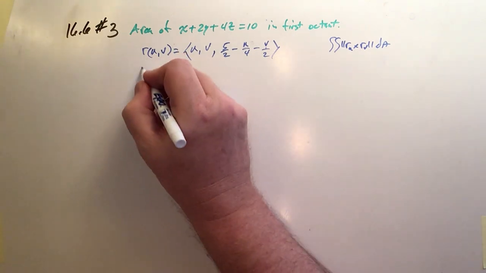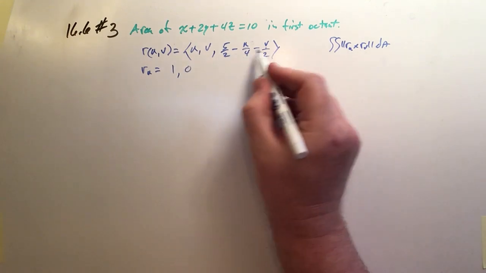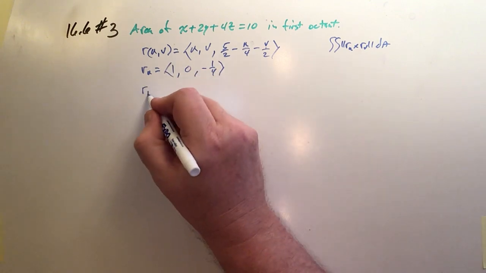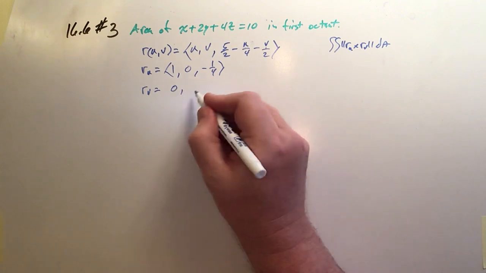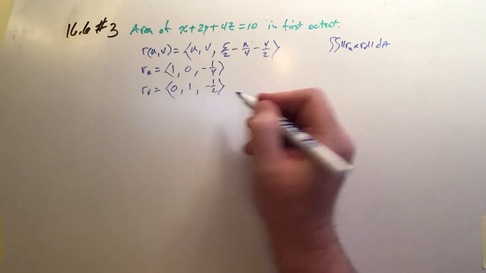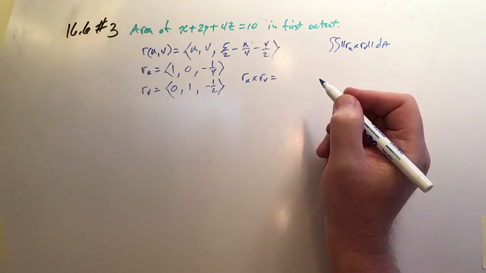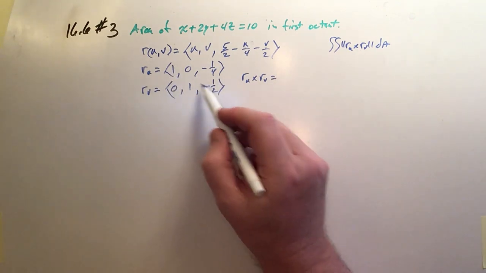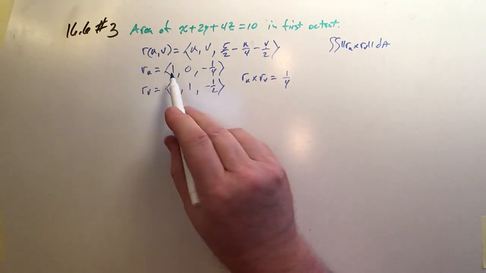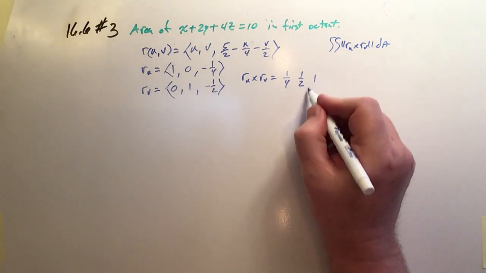Okay, well, let's do our ru, and that's just going to be 1, 0, and then -1/4. Our rv, and that's going to be 0, 1, and -1/2. And then we want ru crossed with rv, and the cross product in this case is going to produce that 0, so it's 1/4. The middle one, that's -1/2, so that's 1/2. And finally, the k component is just 1.